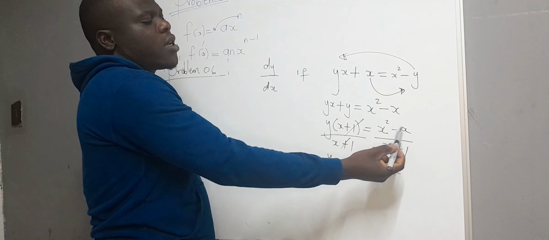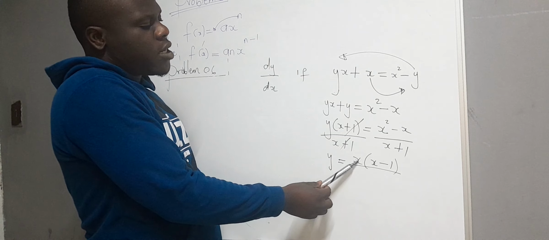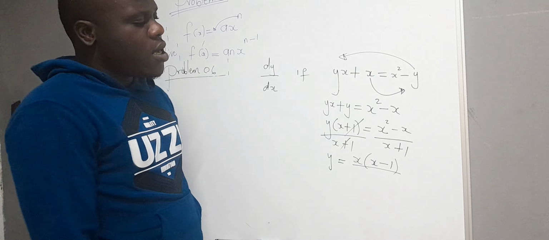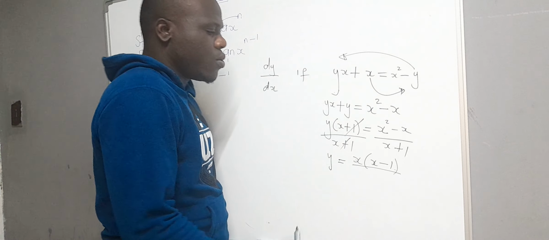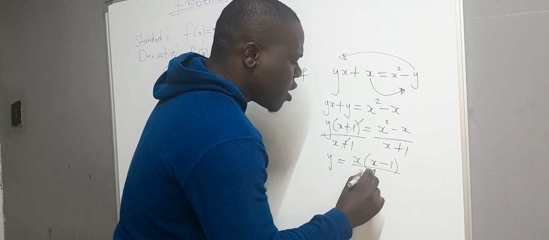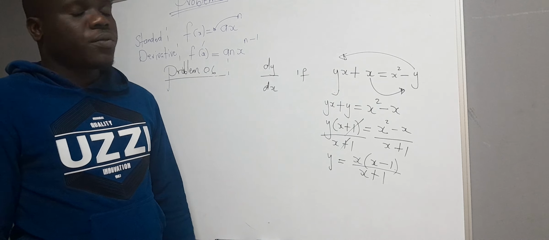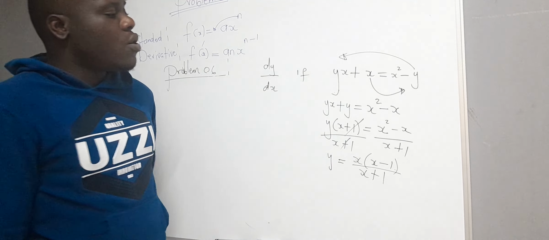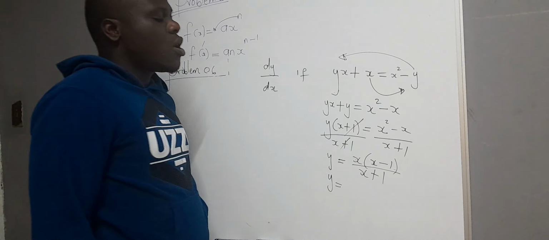If you take out x as a common factor, you're going to end up with something like this. x times x, you're going to get x squared, and x times 1, you're going to get x. This is what you must do. So under here, you're going to get x plus 1. This is what you're going to get. Okay, so without any waste of time, we're going to say y equals to.